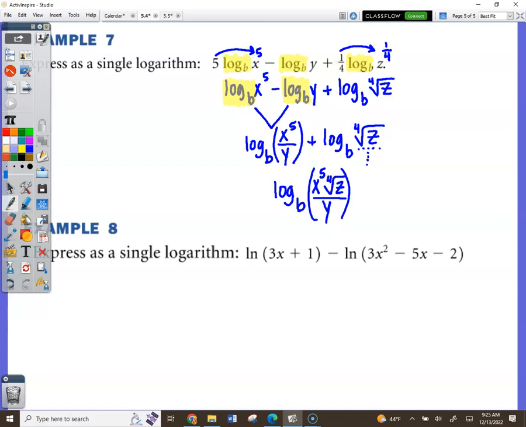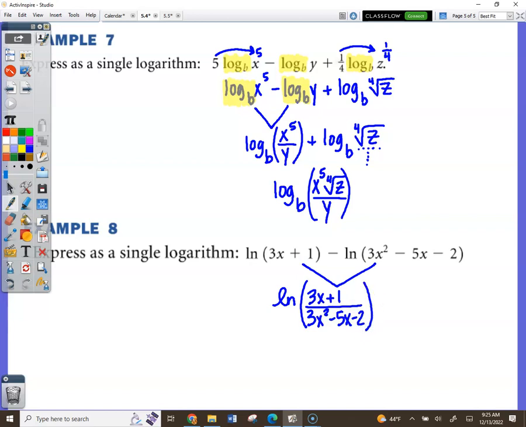Let's do this last problem and then y'all can leave. Ln of 3x plus 1 minus ln of this quadratic. It says express it as a single logarithm. Well, ln and ln, those are your blocks, right? Look at the of. I've got of this minus of this. What's minus condensed to? Subtraction condenses to a fraction. So this is going to be, I'm going to draw arrows to show that I'm condensing that. This is ln of 3x plus 1 over 3x squared minus 5x minus 2.